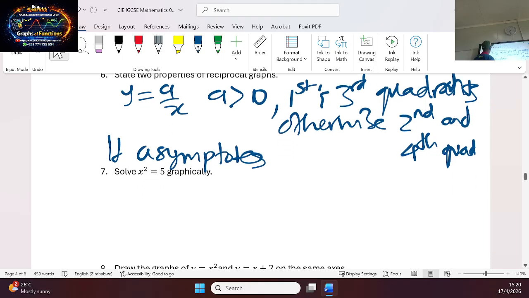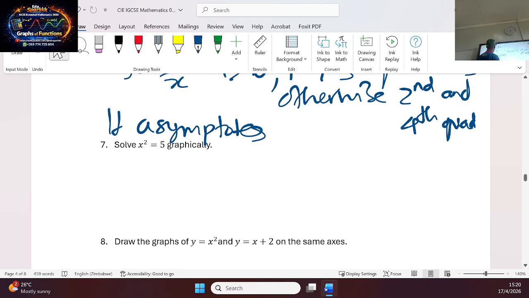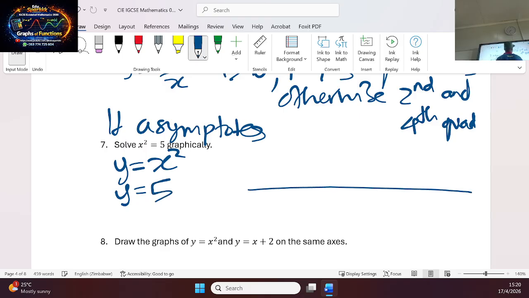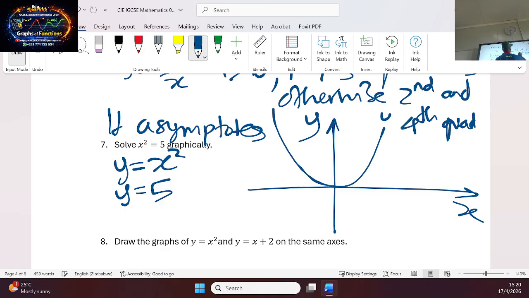Then solve x squared equal to 5 graphically. So here, when we are solving it graphically, we are interested in building up the graph of y equal to x squared and another graph y equal to 5. We are interested in the points where the two meet. So on our Cartesian plane, we'll be looking at something of this nature. That's our x, our y. Generally, the graph of y equal to x squared, the parabola taking that shape. So where we have our y equal to 5, we are going to have a horizontal line like this.